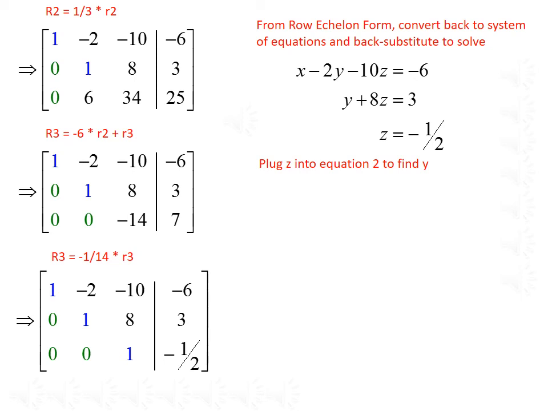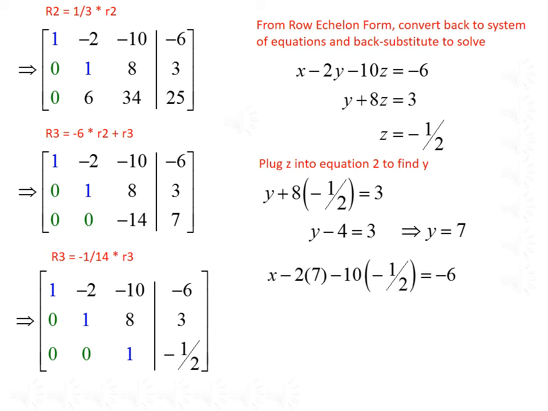We can take that value and plug it into the equation above to find out what y is. That'll give us y plus 8 times negative 1/2 equals 3. If we simplify, that gives us y minus 4 equals 3. And if we add 4 to both sides of the equation, we get y equals 7.